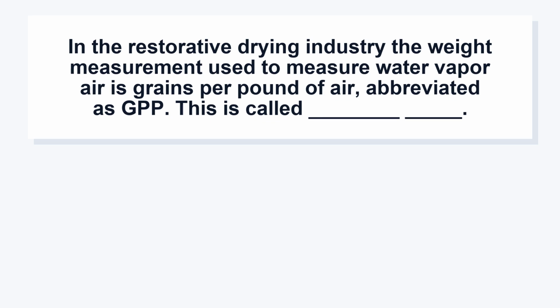In the restorative drying industry, the weight measurement used to measure water vapor in air is grains per pound of air, abbreviated as GPP. This is called humidity ratio.